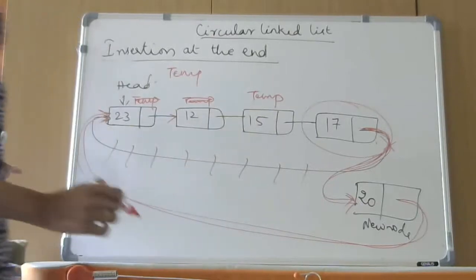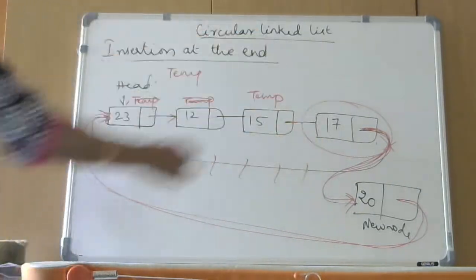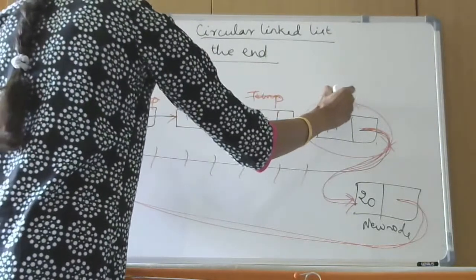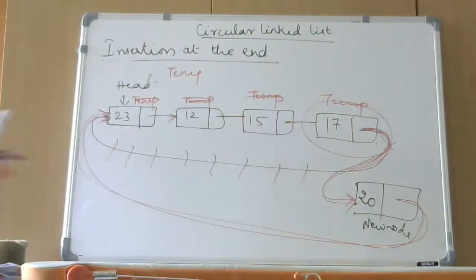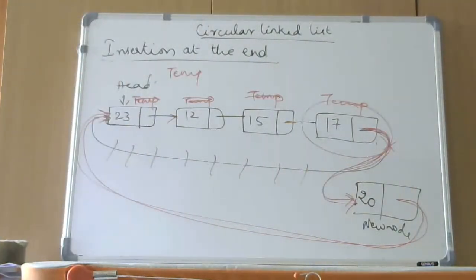So now this will become temp. Whether temp of next is pointing to head or not? It is not pointing to head because it is pointing to 17. So temp is equal to temp of next. I'll come here. When I come to the last node, temp of next is pointing to head. Correct? Initially it is pointing to head. So I'll come out of the loop.